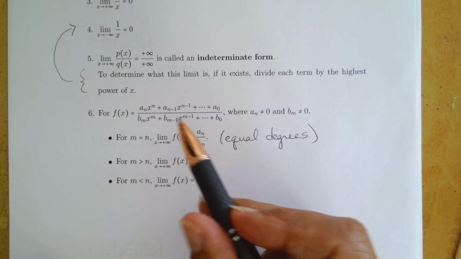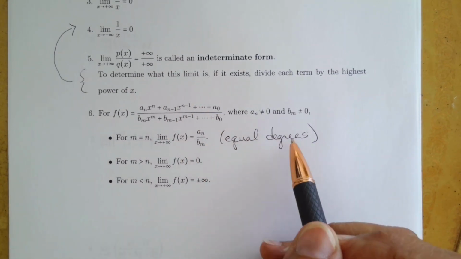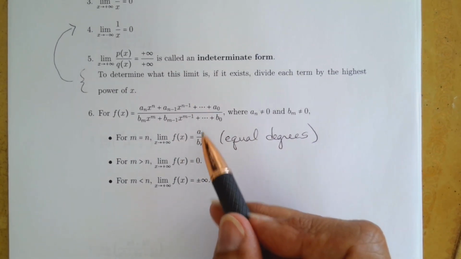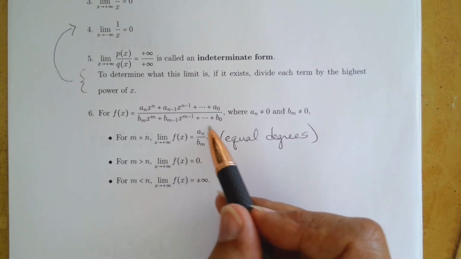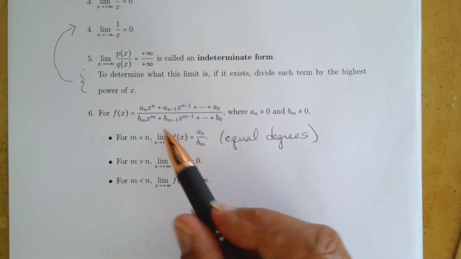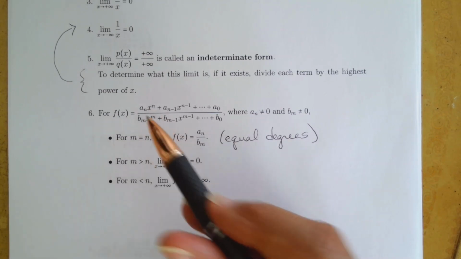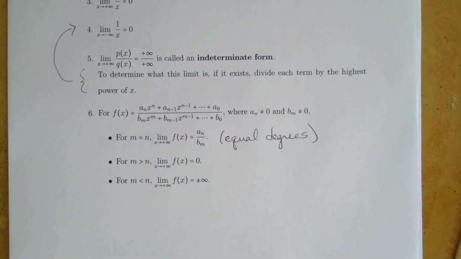So if the top and the bottom have equal degrees, then your limit is going to be the leading coefficient divided by the leading coefficient of the denominator, okay? So we'll look at that. So it's not as bad as it looks.